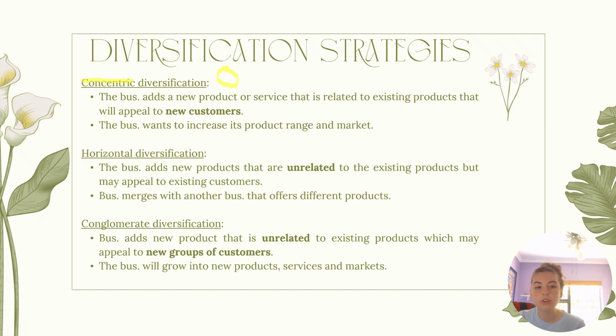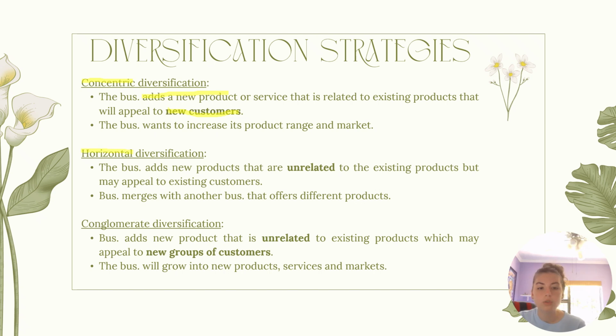So in the circle, you see that the business adds a new product or service that is related to existing products that will appeal to new customers. So you are constantly adding new products, and you're going to appeal to new customers, but it's all related. So it makes the circle bigger. Okay, you're making the circle bigger. So you're doing that by adding new products that will appeal to new customers, because the business wants to increase its product range and market.